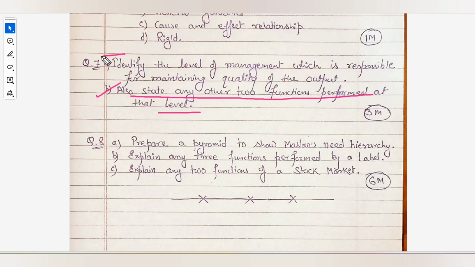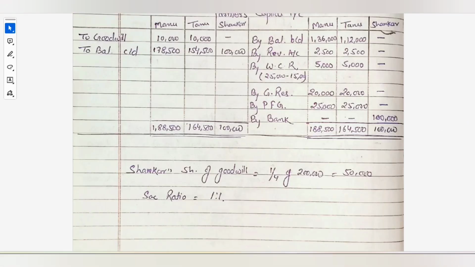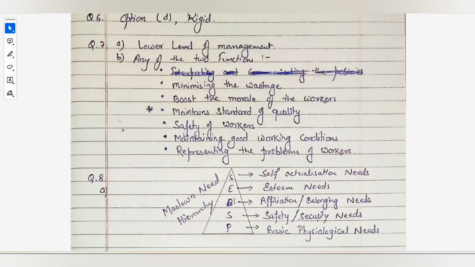That means other than the function identified in A, you need to explain any other 2 functions performed at that level. So I have written all the major functions performed at lower level of management, and you have to write any 2. One has been marked with a star, which means this was already given in option A, maintaining standard of quality. So other functions are minimizing the wastage, boosting the morale of the workers, safety of the workers, maintaining good working conditions, representing the problems of the workers.